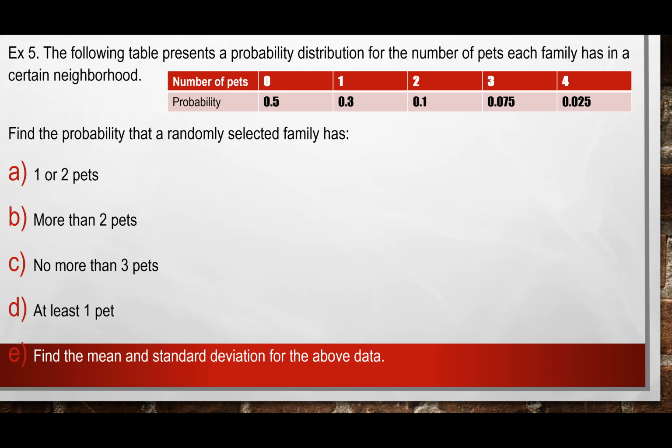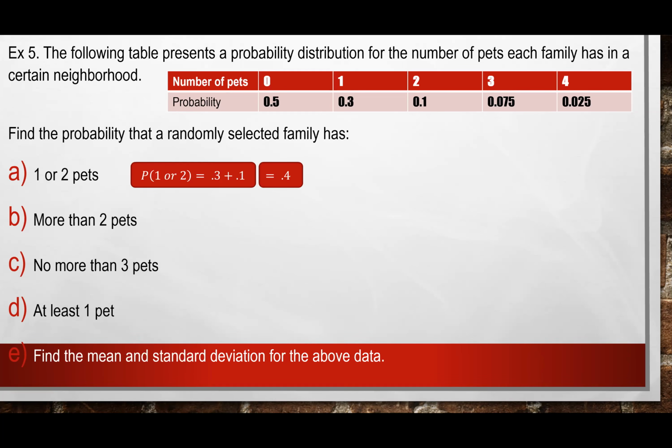Looking at this item, they give you the number of pets, and you have 0 pets, 1 pet, 2 pets, 3 pets, 4 pets, right? So they ask you to find the probability of a random family having 2 or 1 pet. In this case, we know that this is mutually exclusive. You either have 1 pet or 2 pets. And you just add them together, the 1 and the 2, which is 0.3 and 0.1. So the probability of a family having either 1 pet or 2 pets will be 40% or 0.4, right?